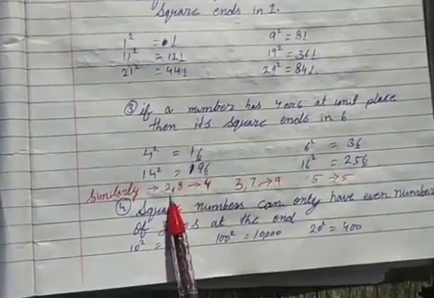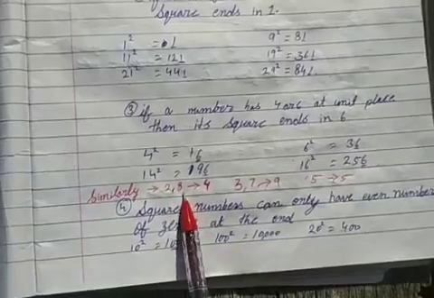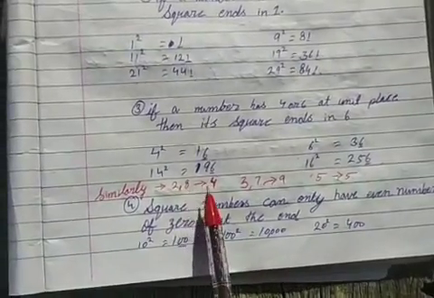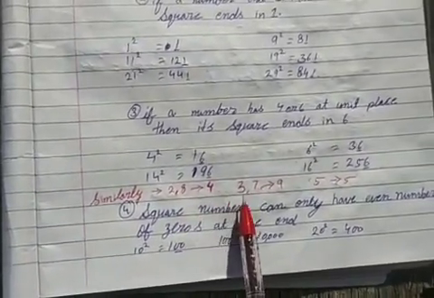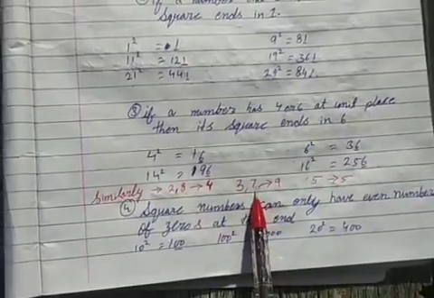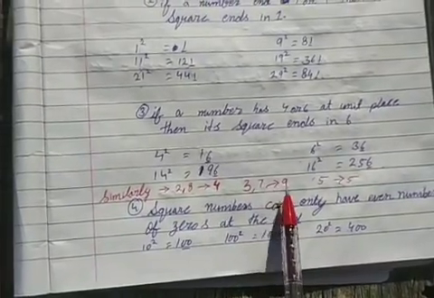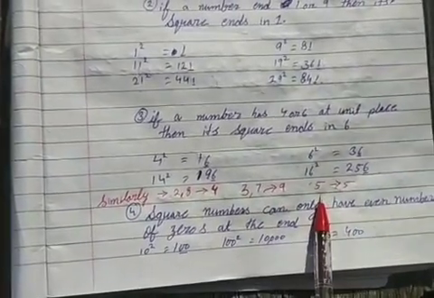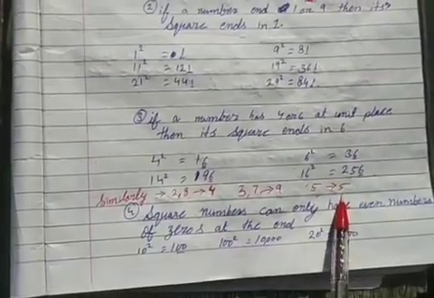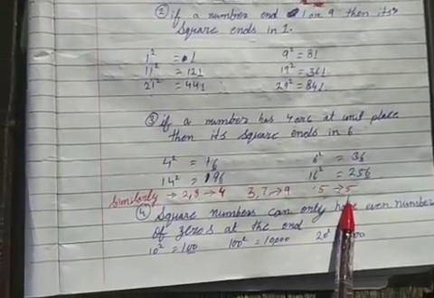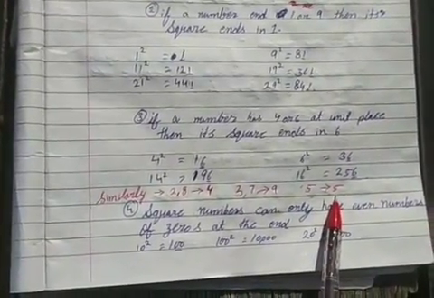Similarly, if the unit digit is 2 or 8, then its square ends with 4. If the unit digit is 3 or 7, then its square ends with 9. If the unit digit is 5, then its square always ends with 5. These are the important properties.